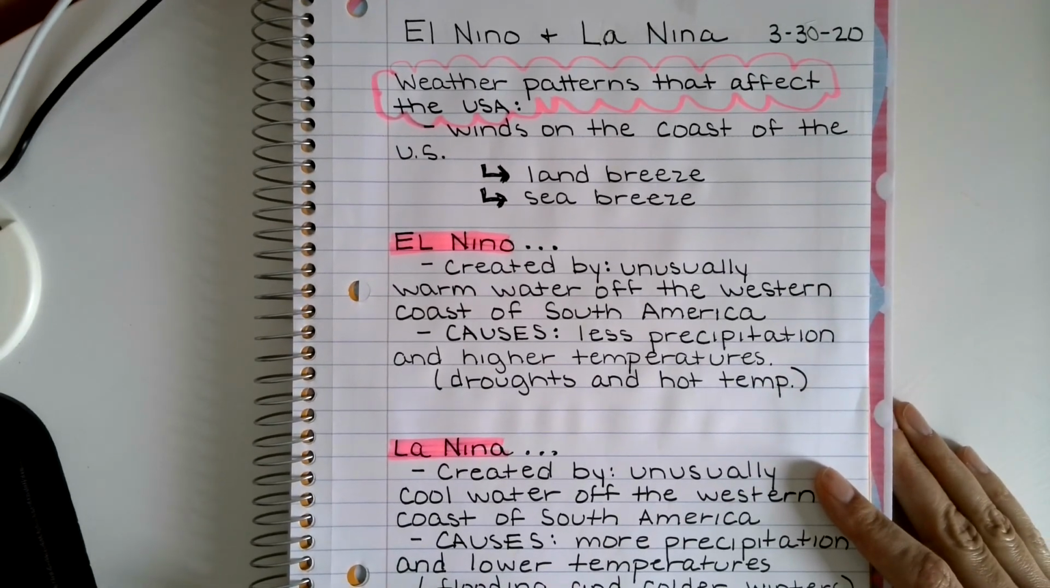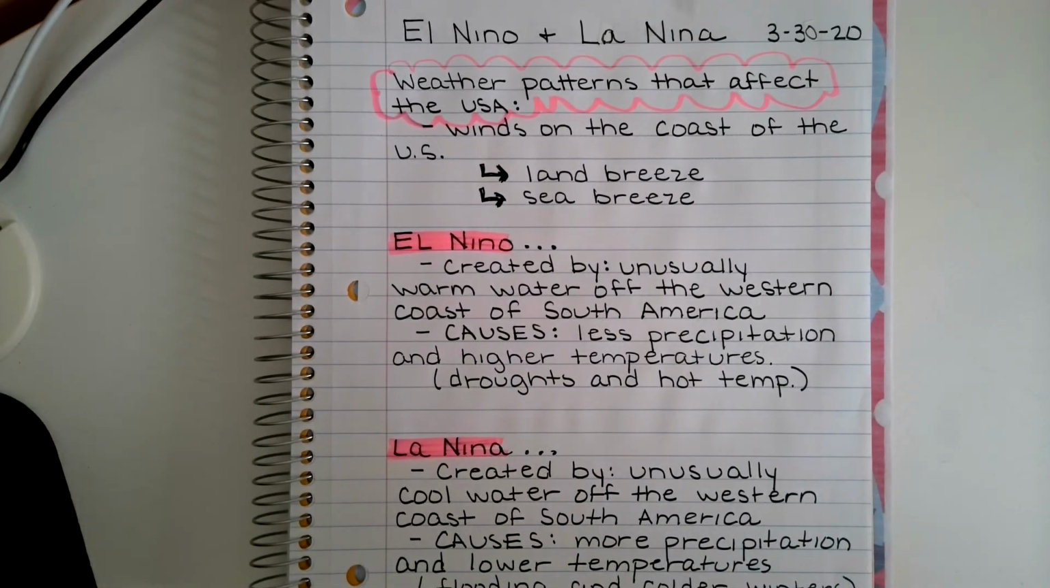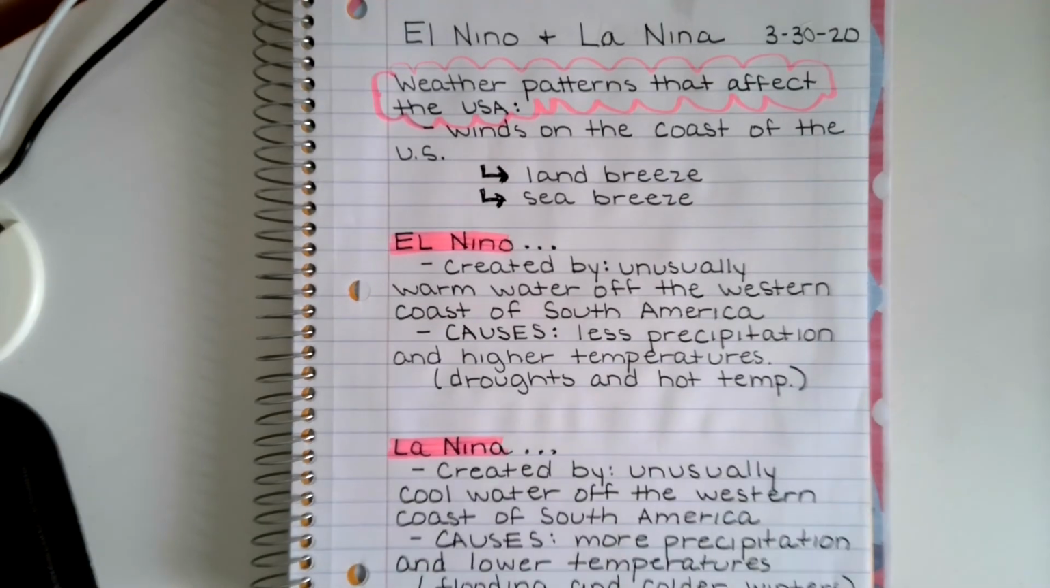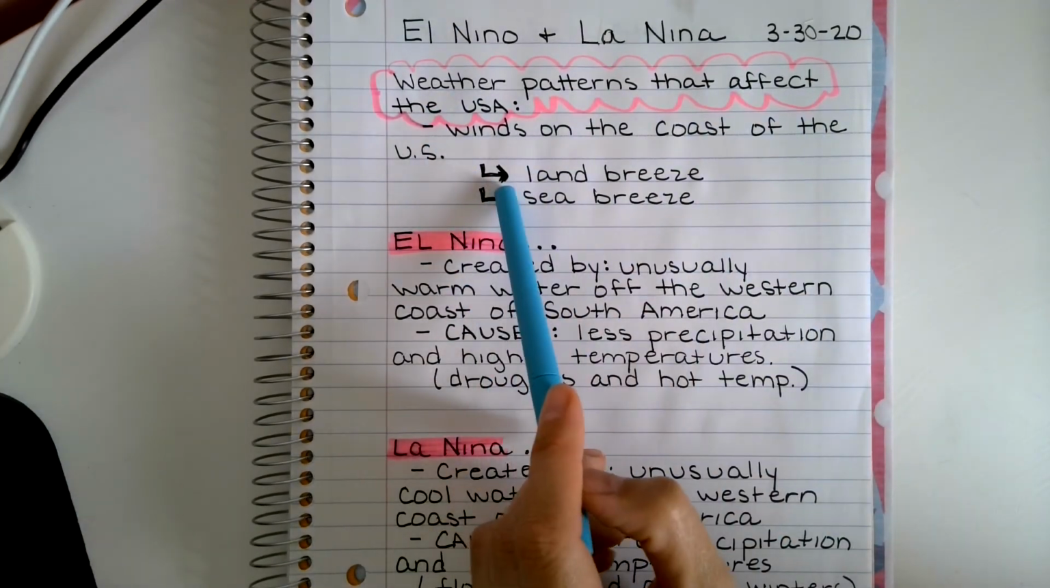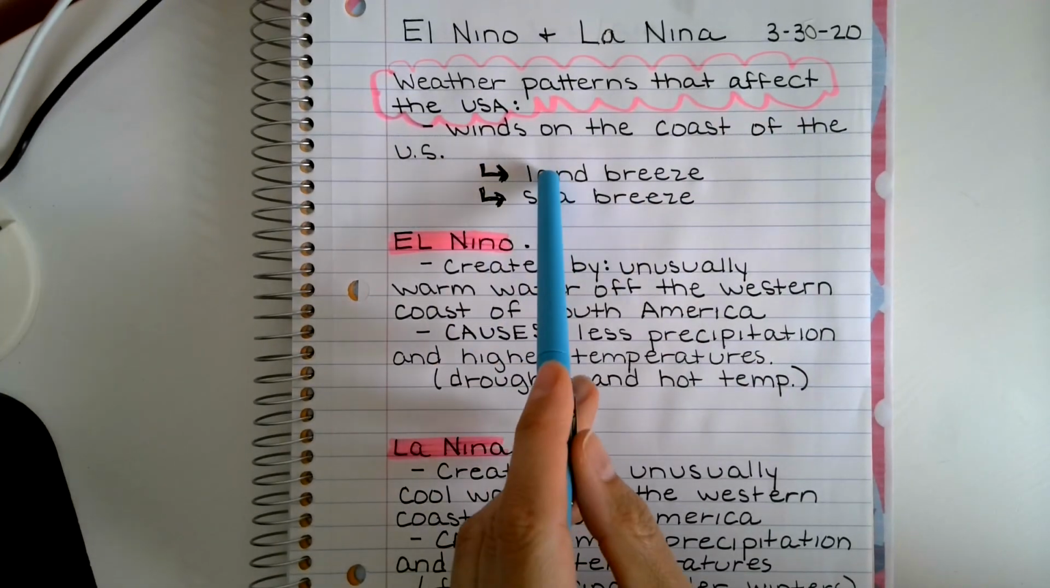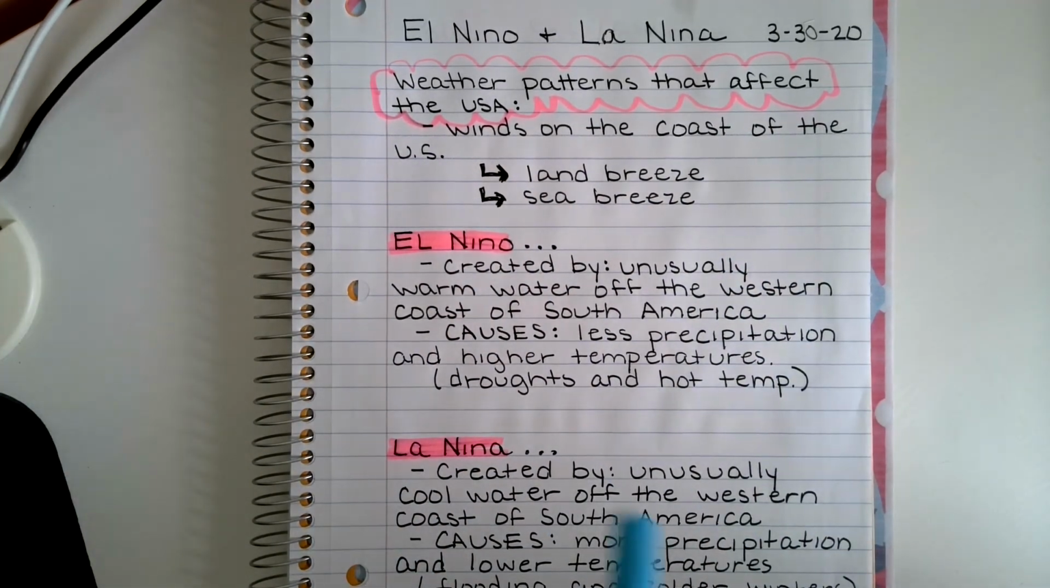Good morning, you guys. I want to go over the notes that we took yesterday from the El Nino and La Nina slides. So I'm going to go through mine with you, and you are welcome to write notes on yours like how I have it, or you can add to your notes. This is what I think is really important. So the weather patterns that affect the U.S. Winds on the coast of the U.S. is land breeze and sea breeze, which we're going to be talking about today.